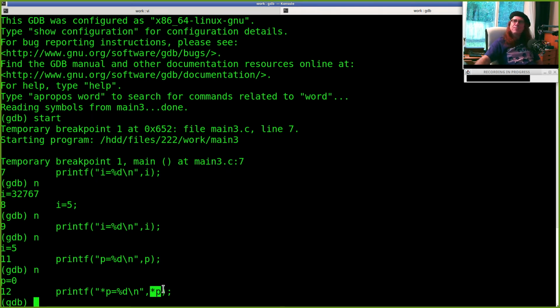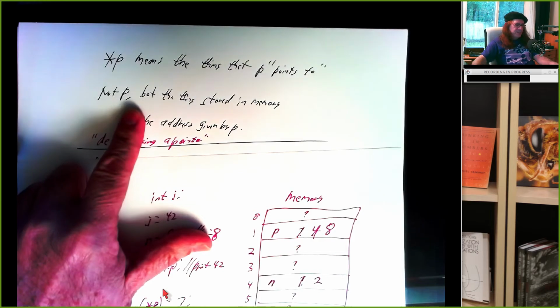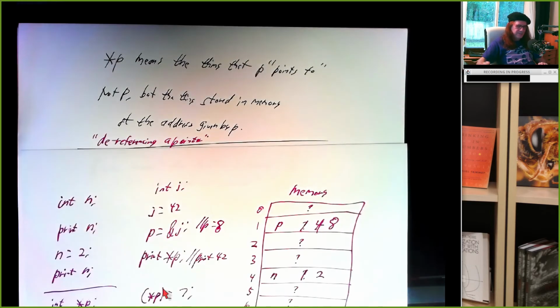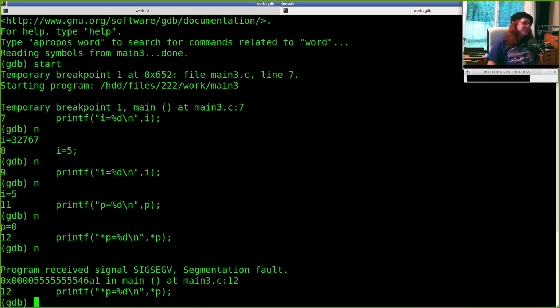And remember what this means. This means let's go to not P, but the thing stored in the memory location at the address given by P. So in this case, it's going to go to memory location 0, right? Exactly. It's going to print the contents of memory location 0. And when I try to do that, I'm going to get a seg fault.